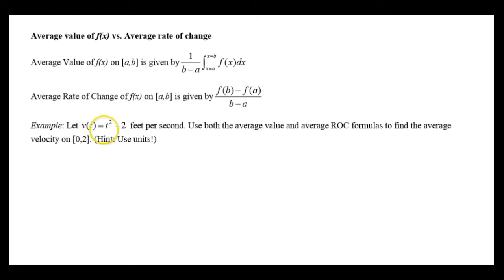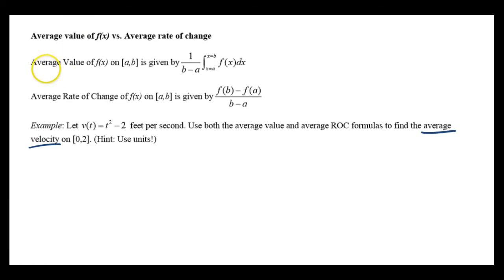Let v of t equal t squared minus 2 feet per second. So I'm given a velocity. Use both the average value and average rate of change formulas to find the average velocity on 0 to 2. Hint, use units. All right, so we're being asked to find the average velocity.